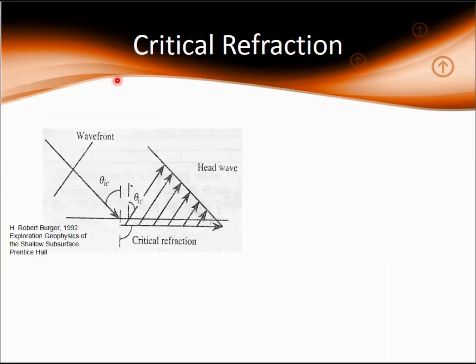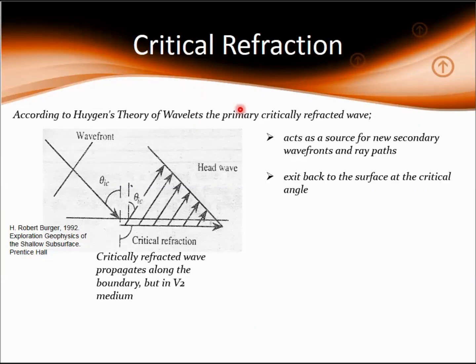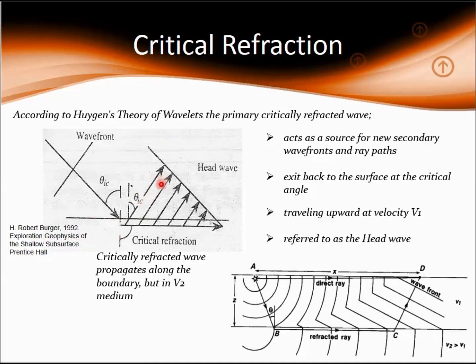Here, certain aspects need to be understood in this critical refraction. One, it acts as a source for a new secondary wavefront. Look here: when the wave strikes this point, it will create a new wavefront and ray path, and it will exit back to the surface at the critical angle. So at the critical angle only, the wave will bring the information of the layer underneath towards the surface, meaning that it will return the energy back to the surface and travel upward at velocity v1.